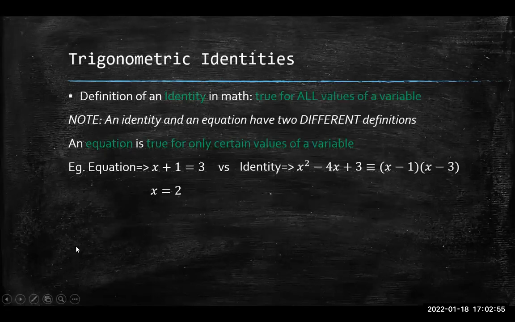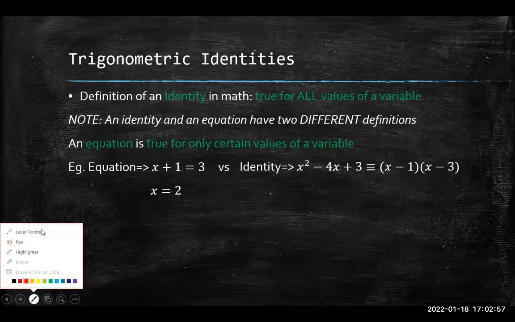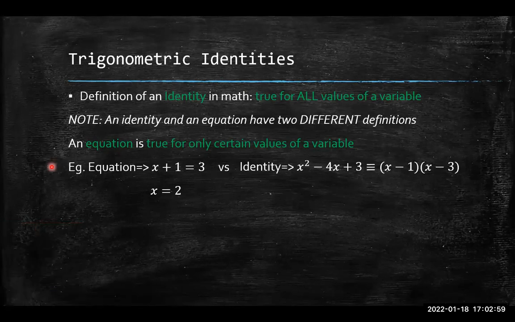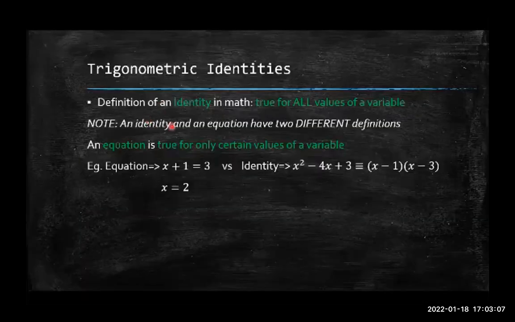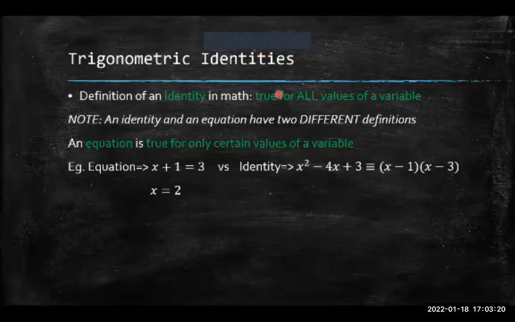Trigonometric identities. The first thing you should know is what exactly is an identity? Well, the definition of an identity in math is an expression which is true for all values of a variable. Most times people mix up identity and equation, but they're two different things, right? An identity is not an equation.